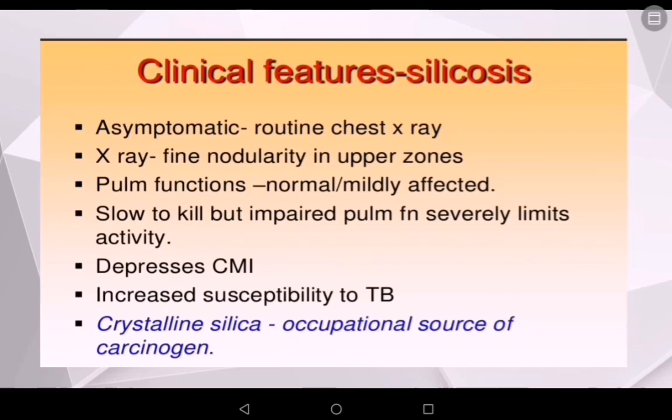It also causes a decrease in cell-mediated immunity, which increases the susceptibility to tuberculosis. One thing you have to consider is that crystalline silica is also a carcinogen, so the risk of lung carcinoma is also increased in chronic silicosis.